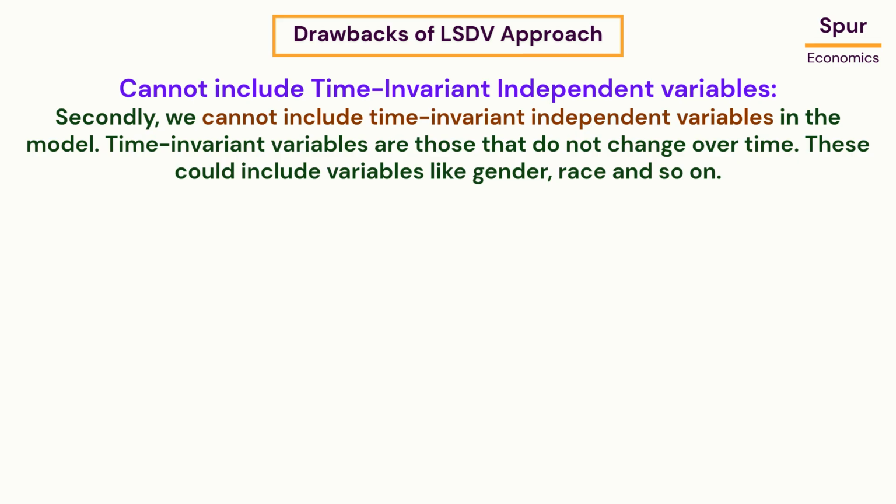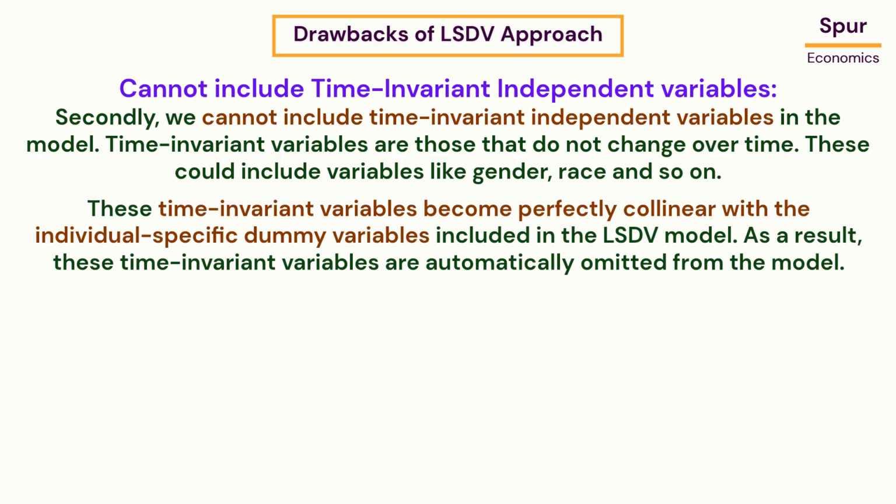Secondly, we cannot include time-invariant independent variables in the model. Time-invariant variables are those that do not change over time. These could include variables like gender, race, and so on. These time-invariant variables become perfectly collinear with the individual-specific dummy variables included in the LSDV model. As a result, these time-invariant variables are automatically omitted from the model.